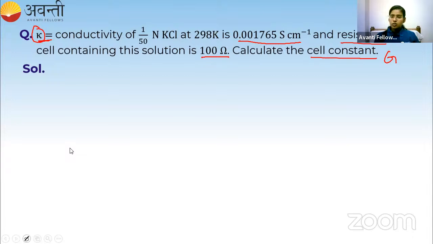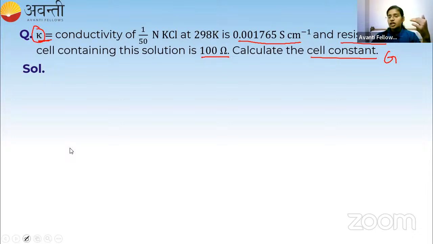So how to find out this G star from resistance and kappa? Any idea? Which formula has to be applied here? Just give me the formula alone. We have temperature, concentration, conductivity and resistance, so everything is given. How to find the cell constant? G star is equal to kappa into R. Very good.